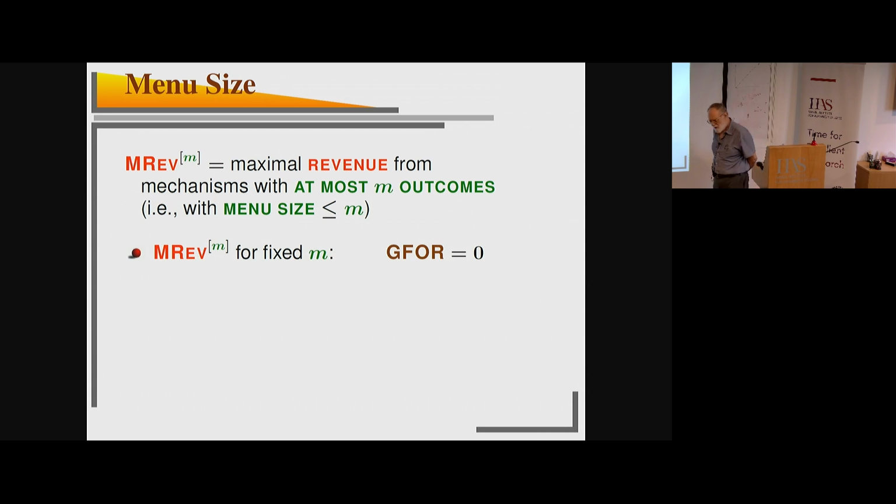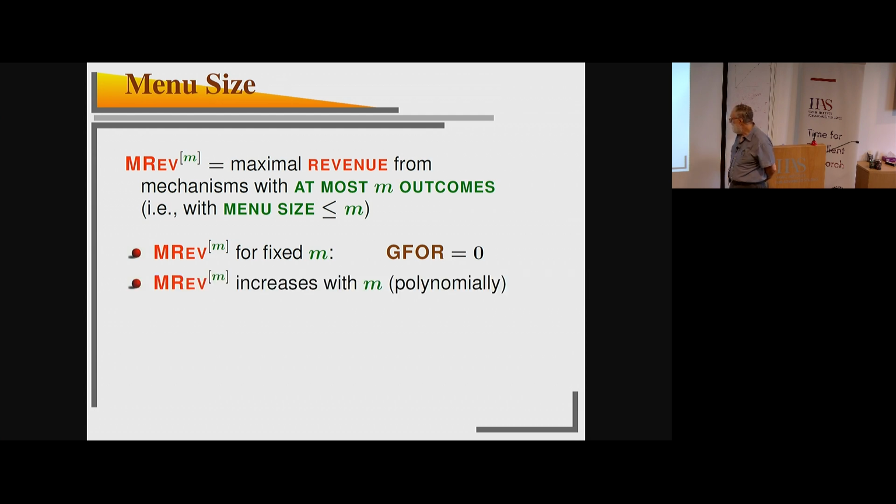Okay? So if I limit ahead of time the number of options in the menu, then there are distributions, there are valuations, for which the optimal revenue from all mechanisms that employ only M menu entries or less is no more than epsilon of the optimal revenue. Now, what happens when M increases? I think I have a better slide.